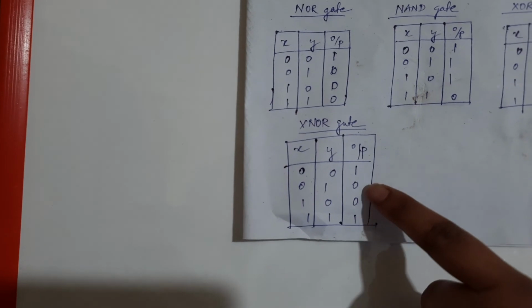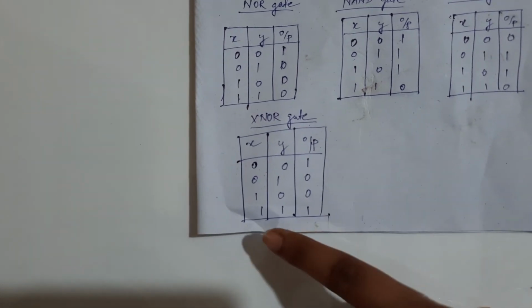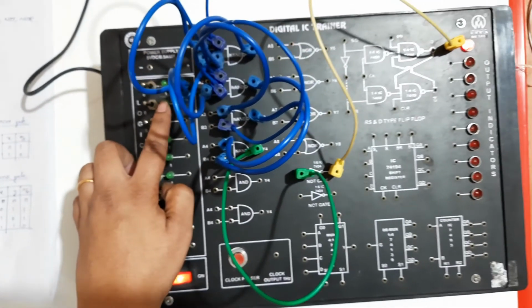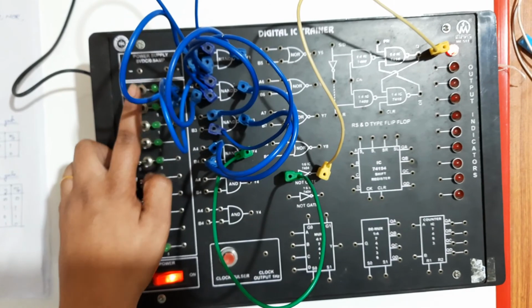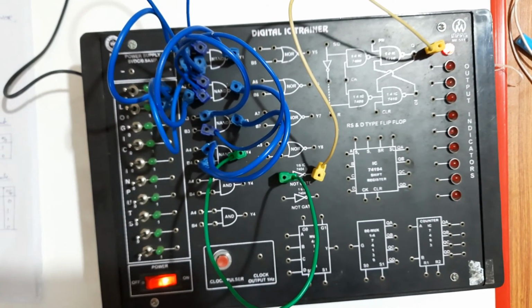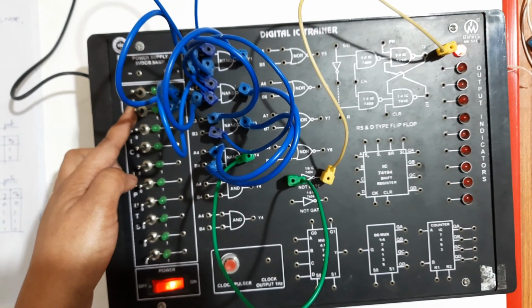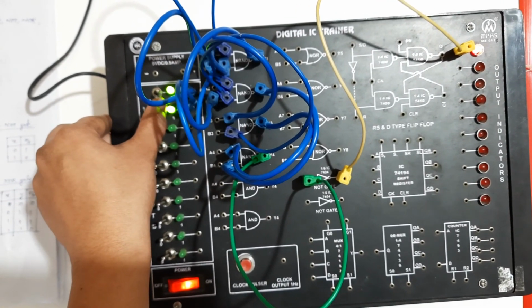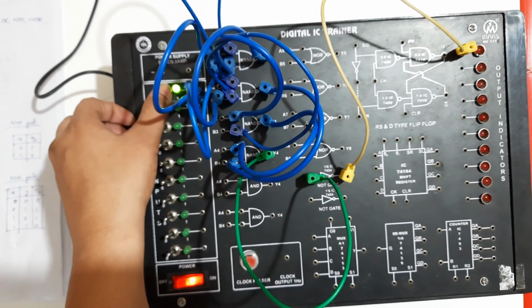What is the function of XNOR gate? Whenever both the inputs are similar, then output will be 1. Here both the inputs are 0, that's why output is 1. If I am making both inputs as 1, then output is 1. If I am making at least one of the input as 0, then output is 0.